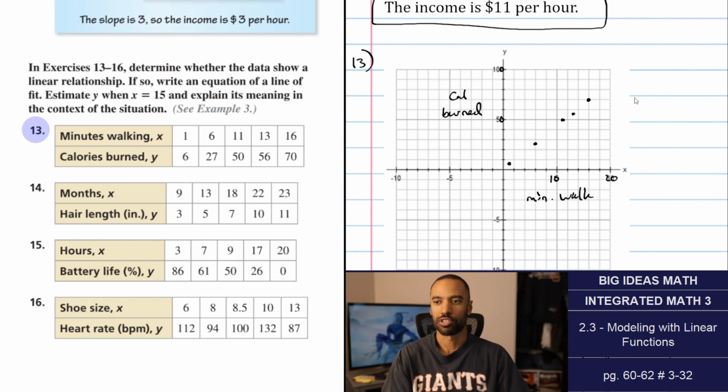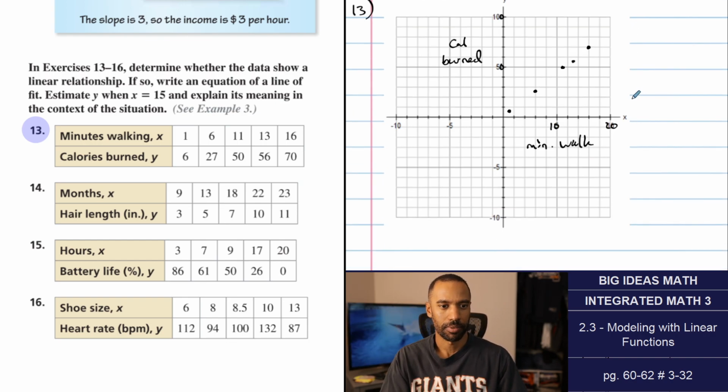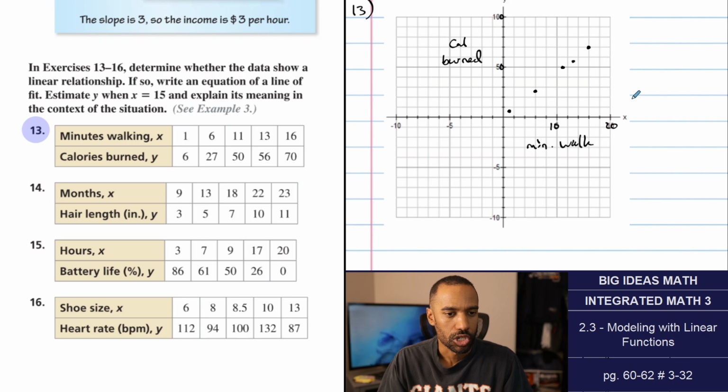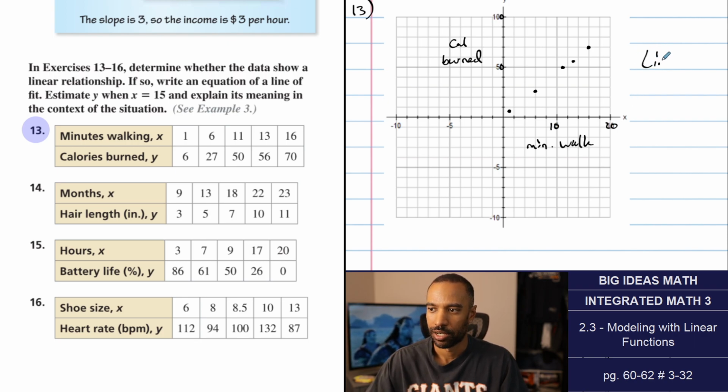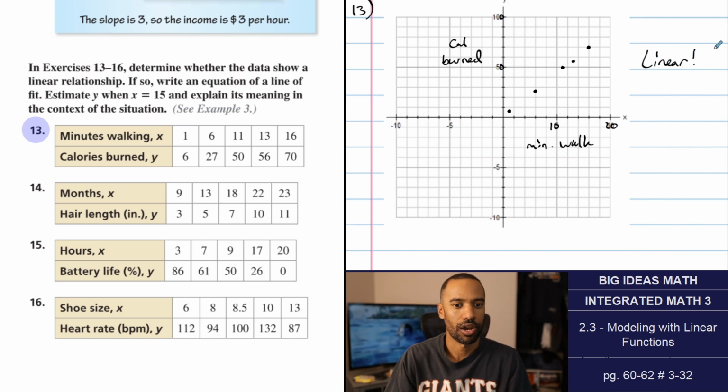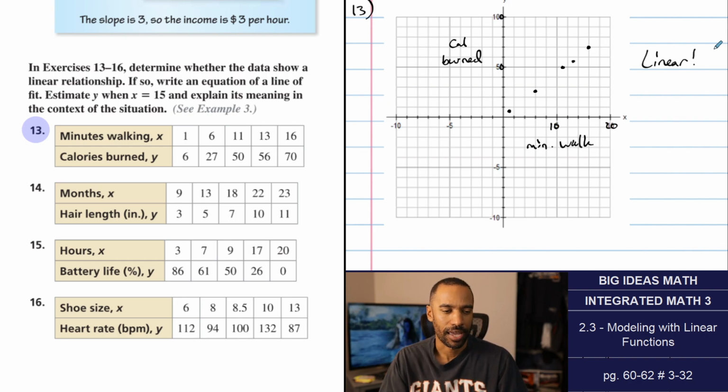Okay, so does it form a linear relationship? Yes. So determine whether it does. Yes, linear. Yay. If so, write an equation of a line of fit. Estimate y when x equals 15 and explain its meaning in the context of the situation.